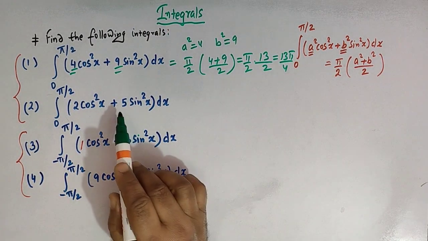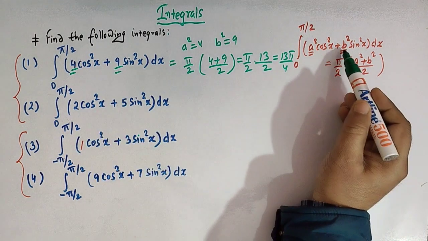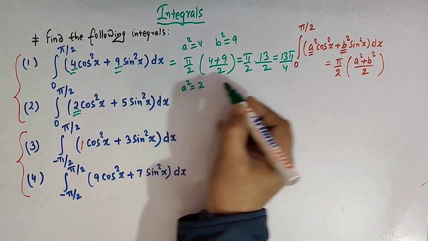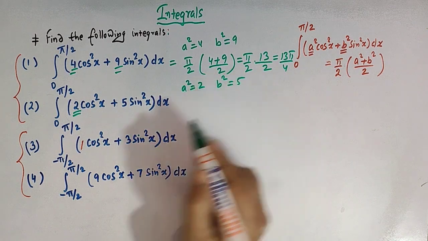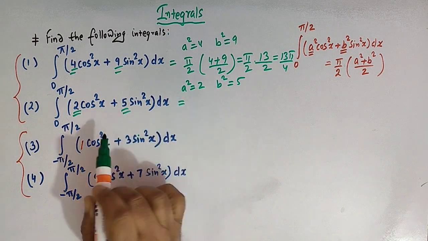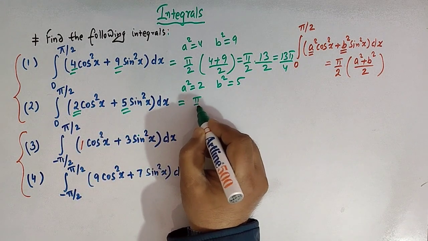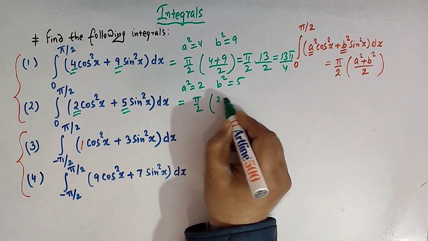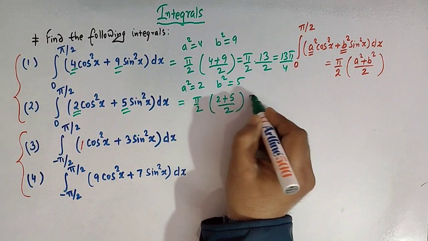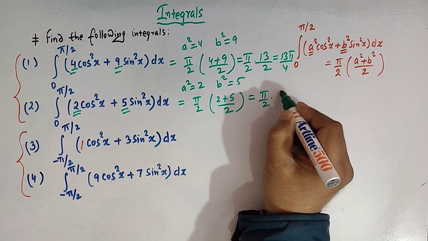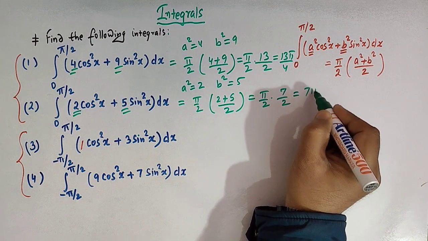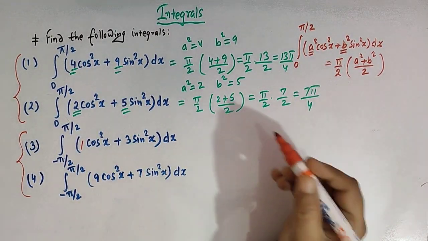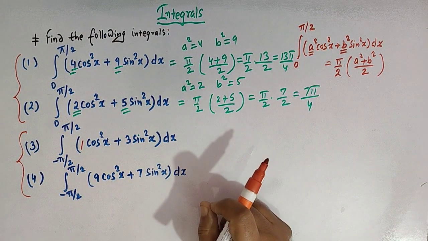Now similarly, let us find out the value of this integral using this result. Here the value of a square is 2 and b square is equal to 5. So the direct value of this integral can be written as pi by 2, and then we have a square plus b square over 2. So we have 2 plus 5 over 2, that is pi by 2 times 7 over 2, that is 7 pi over 4.